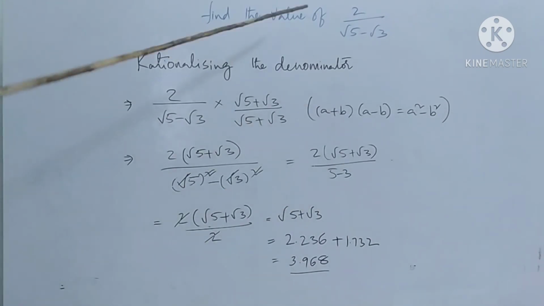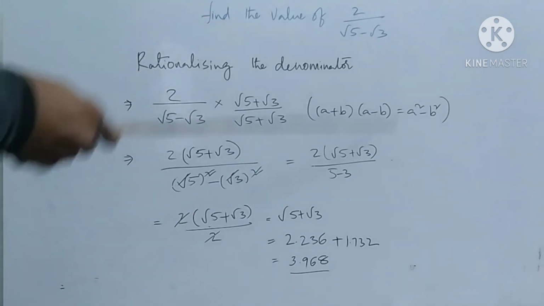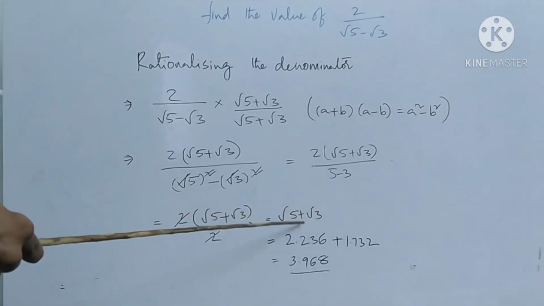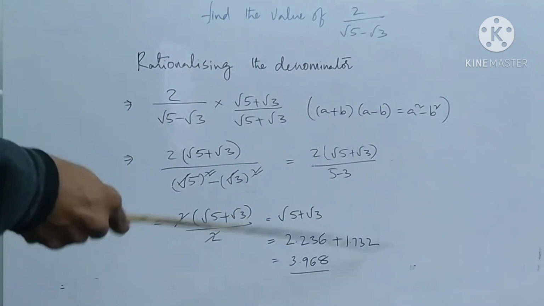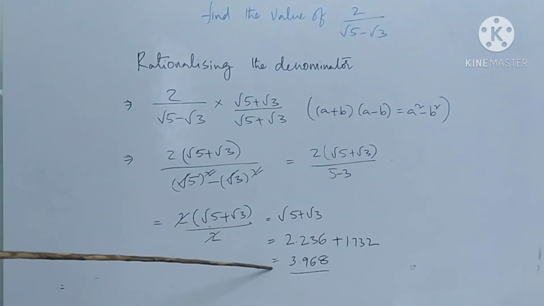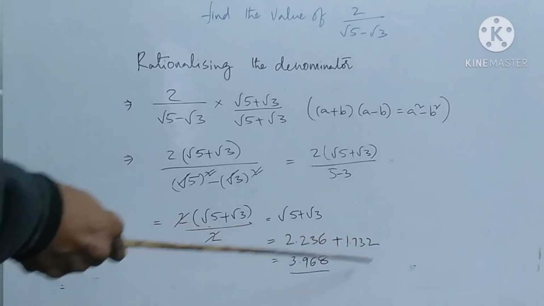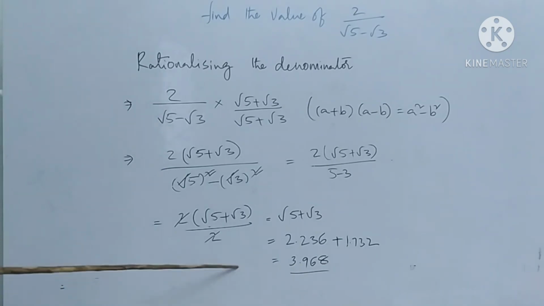Now substitute these values. Root 5 is equal to 2.236, substitute here instead of root 5, plus we have to substitute root 3 equal to 1.732. The values are already given in that problem. So that is equal to 2.236 plus 1.732, which is equal to 3.968. This is the final result.